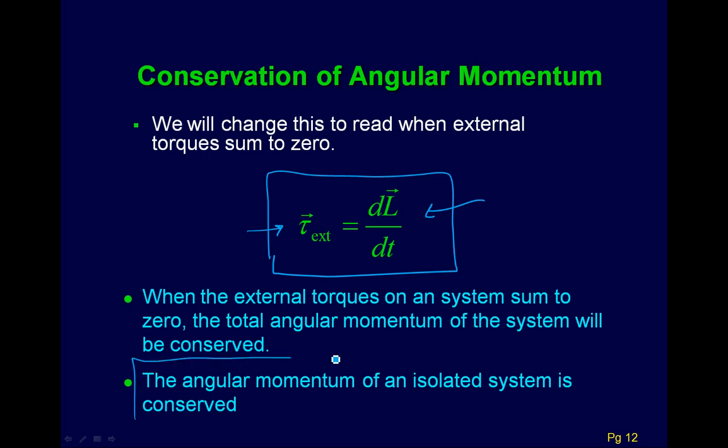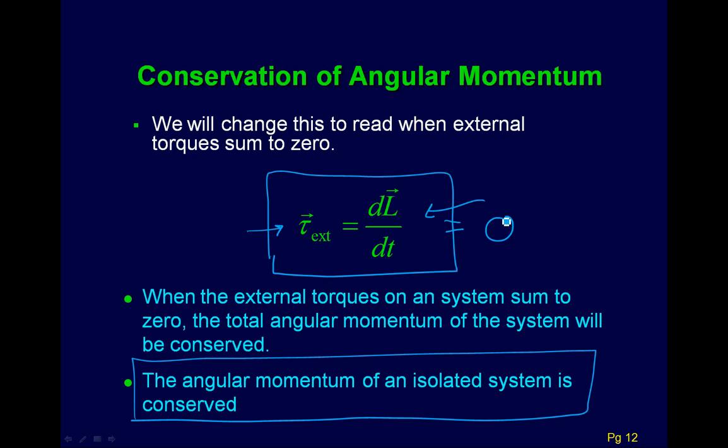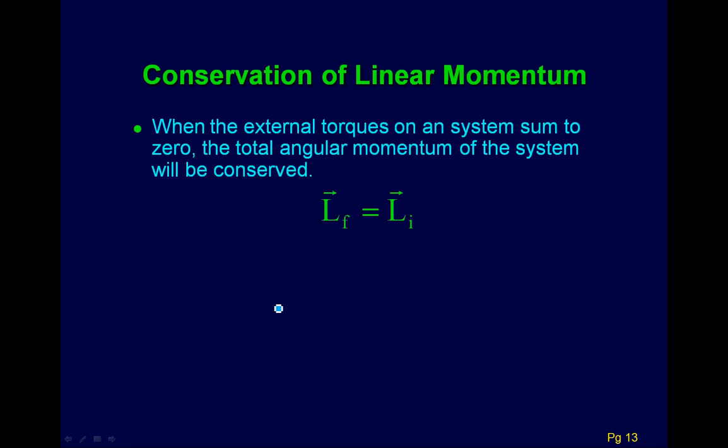And a way to sum this up in one sentence is that the angular momentum of an isolated system is conserved. If you have a system where there's nothing external acting on it, then that means your external torques are 0, and so dL/dt equals 0. And then technically, what you can say is when the external torques on a system sum to 0, the total angular momentum of the system will be conserved. So just like with linear momentum, the tough part, I think, is knowing when to use it. So let's try some examples.